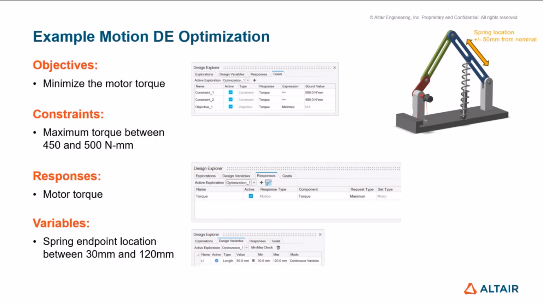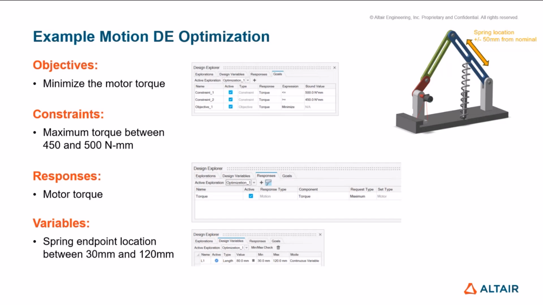Looking here, let's start at the bottom. The variable, again, is just in the variable manager. Scott defined the location of this spring and allowed it to vary plus or minus 50 millimeters from the nominal value. You can see the nominal value is 80 millimeters, measured from somewhere, but it can be as small as 30 and as much as 120 millimeters. Well, not quite, it should be 130, I guess, but let's say plus or minus 50 from the nominal value.